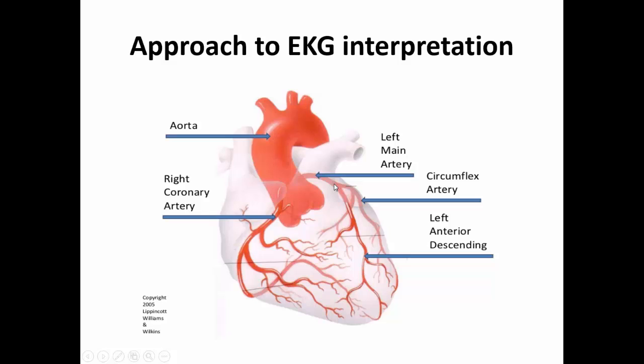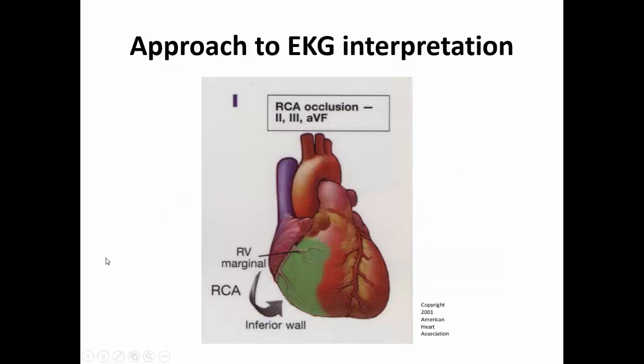The left main splits into the circumflex and the LAD. LAD supplies the left side of the heart, and the septum. Circumflex goes around and supplies more of the posterior part of the left side of the heart as well. And in this picture here, you see that the right coronary supplies the inferior wall. So when you have a right coronary occlusion, you're going to see ST elevation in 2, 3, and AVF.